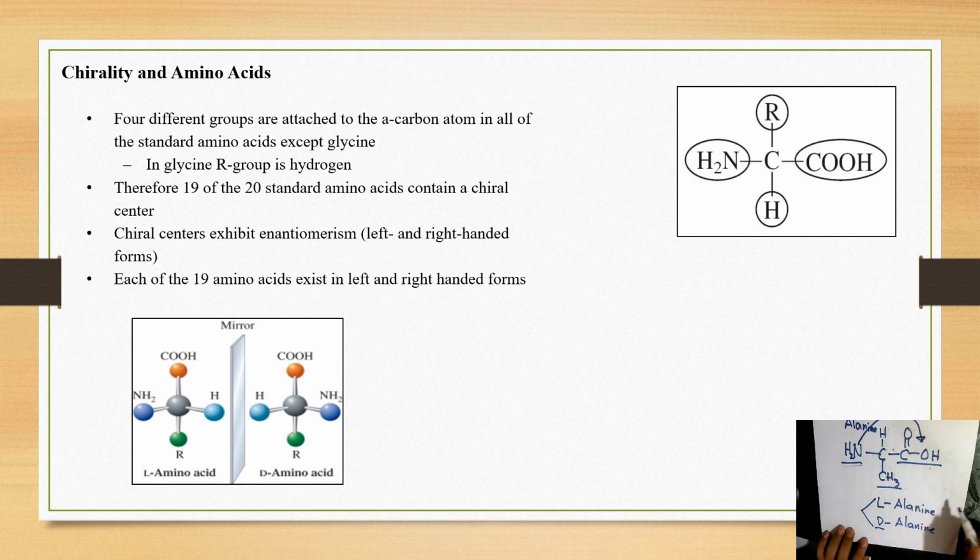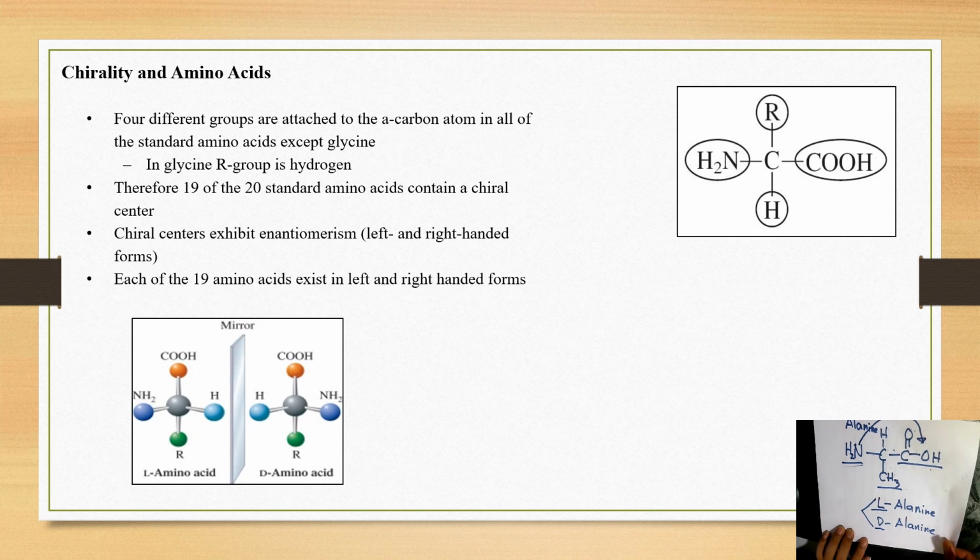Now, if you ask what predominates between the two in nature, it's the L amino acids that predominate in nature. They are more abundant compared to the D. However, in monosaccharides, we learned before that the D enantiomers are the more predominant form.